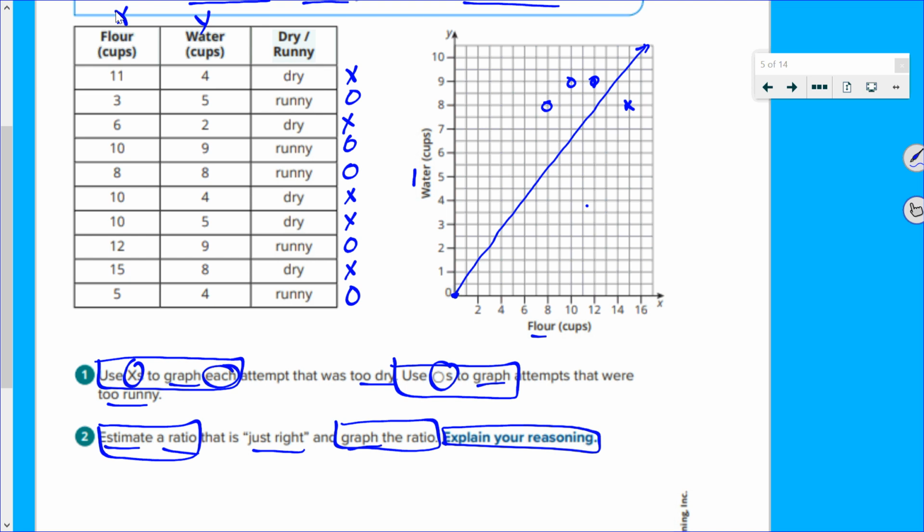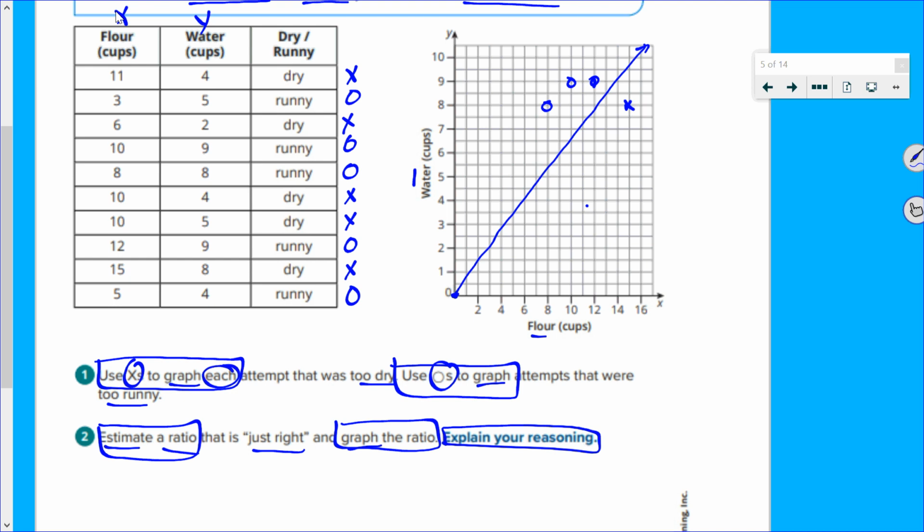Make sense? Yes, I guess. So you guys have the option of using the straight edge. Please do so, especially when we're doing anything with lines. That straight line is going to make a huge difference in being able to tell what we need to do. So part 1, use X's and O's to graph it. Did we do that? Yes. Do I need to do anything else on number 1? Yes. No. Estimate a ratio that's just right and graph the ratio.